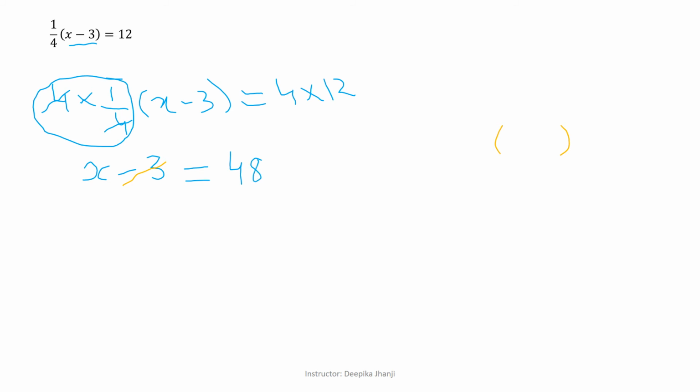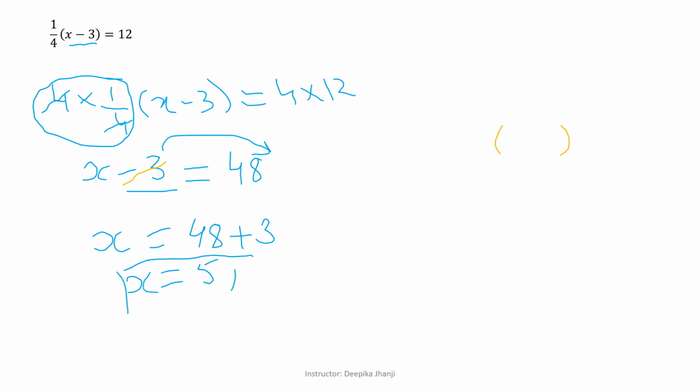Now to get rid of negative 3, we'll do the opposite process. So we'll bring 3 to the right hand side, right? So this becomes 48 plus 3, which is 51. So x is 51. If you want to expand this, you can show the process like you have added 3 on both sides and you have subtracted negative 3 and positive 3, and that's how you are getting x equal to 51. This is up to you. You can follow any of these methods.